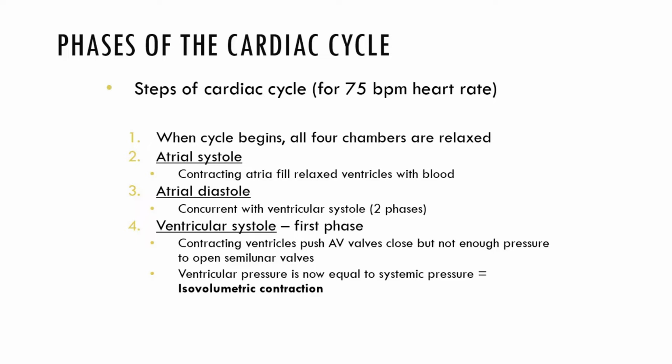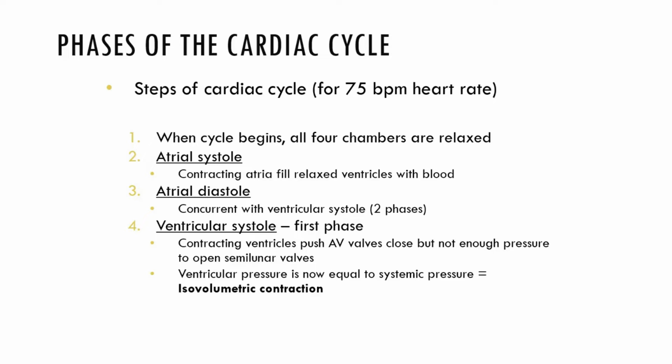All right, so here you can see you have the phases. Number one, when the cycle begins, all four chambers are relaxed. For part 2, in atrial systole, we have the contracting of the atria, which fill the relaxed ventricles with blood. Then we have the atrial diastole, which is concurrent with the ventricular systole. That occurs in 2 phases.